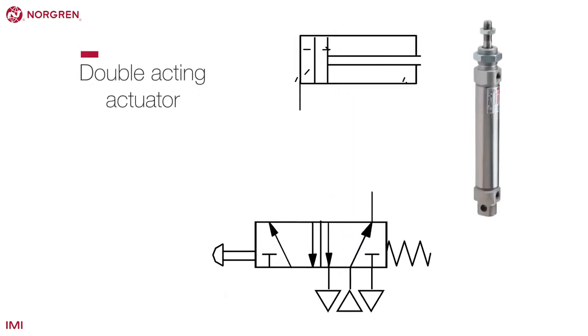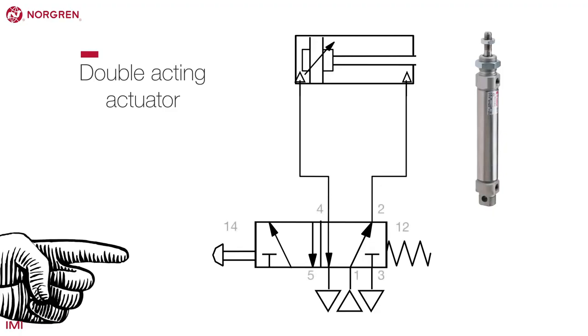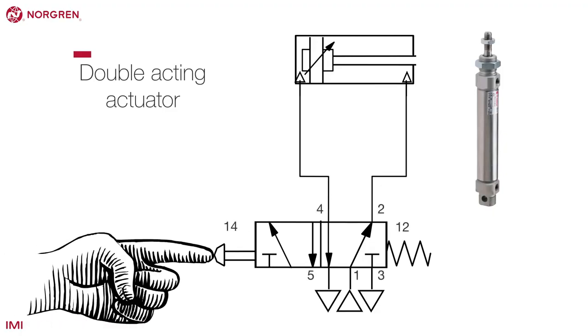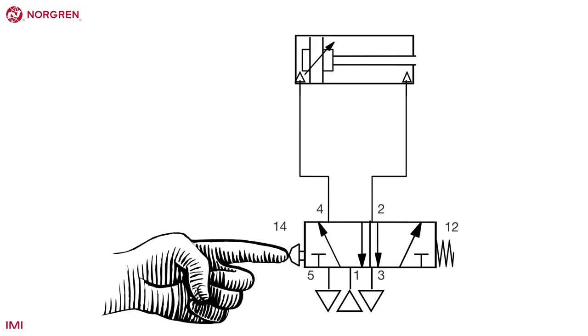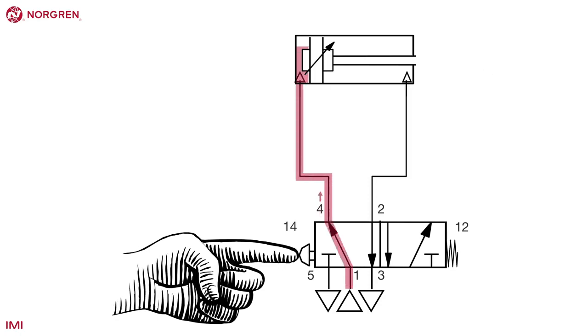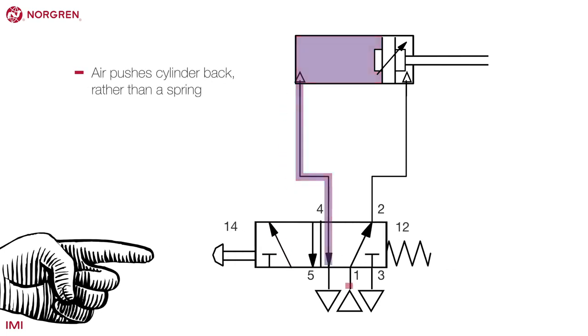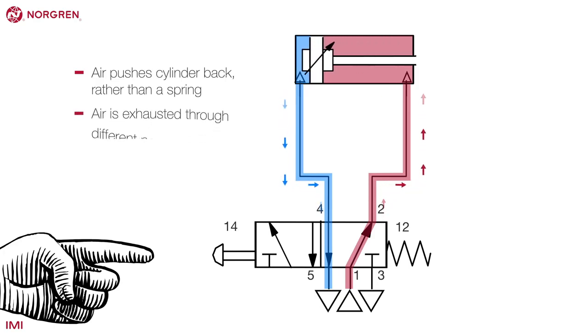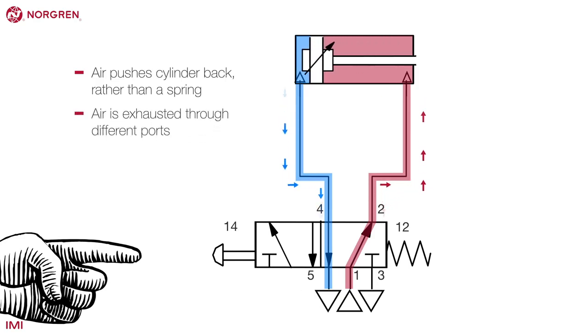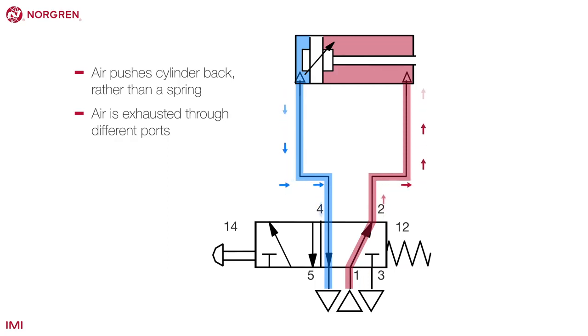The second example uses a double-acting actuator. When the button is pressed, air is sent to the back of the cylinder, pushing it out. But this time, when the button is released, air is sent to the front of the cylinder, pushing it back, rather than relying on a spring. Air is exhausted through different ports depending on the position of the cylinder.